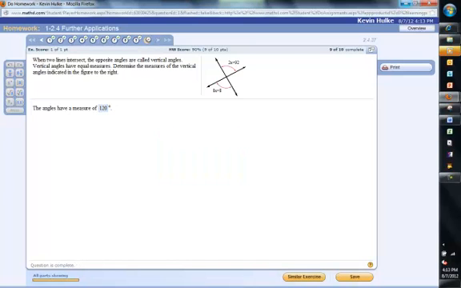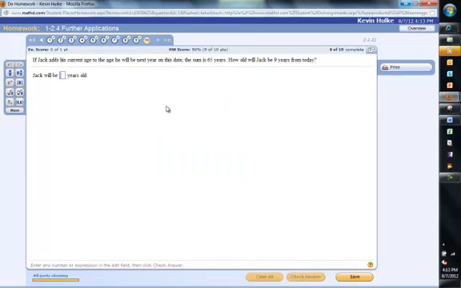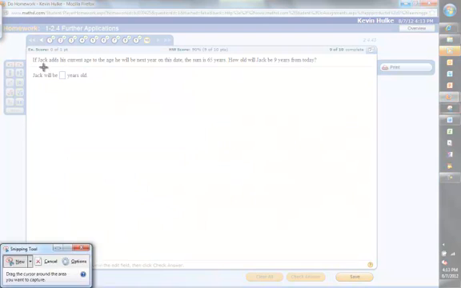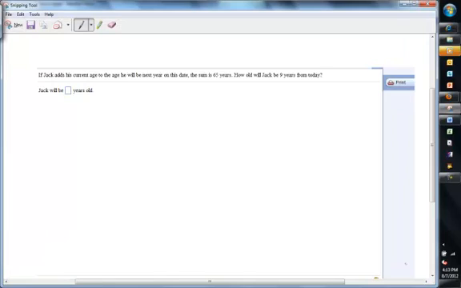Number 10. Age problems. These are always fun. How old will Jack be 9 years from today? Equals future Jack. Okay? It says if Jack adds his current age to the age he will be on this day next year, the sum is 65.